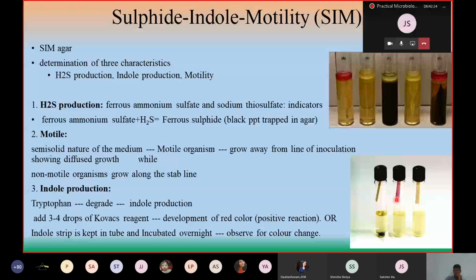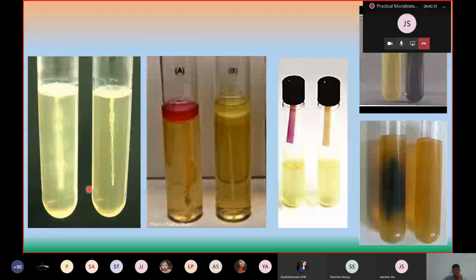So this is the sulfide indole motility test. Here you can see the first picture. The organism is growing, trying to go away from the line of streak. So it is motile. On the other hand, there is growth of the organism only along the streak. It's not diffused like this. That's why the organism is non-motile here, and motile here. Here indole is produced, indole not produced. H2S produced, H2S not produced.